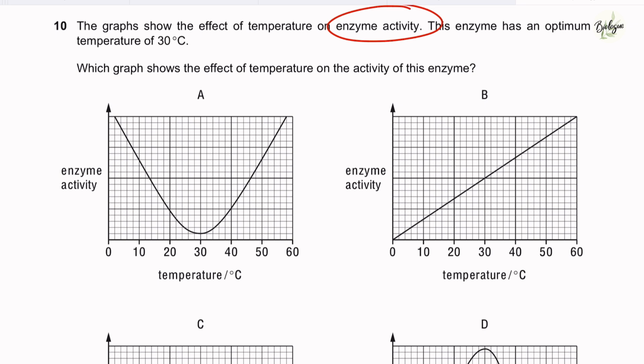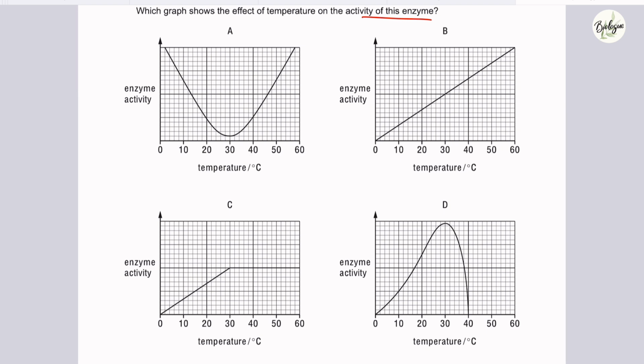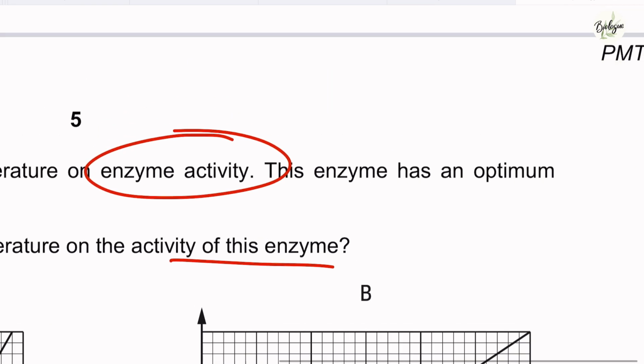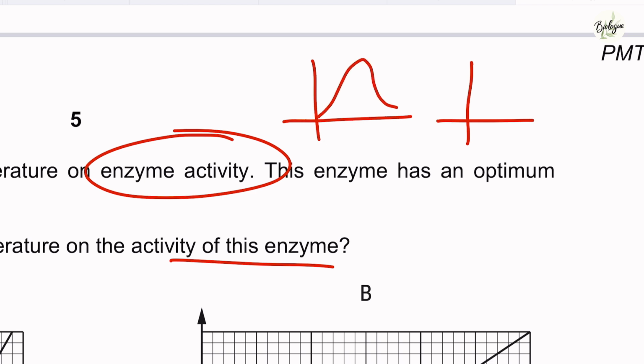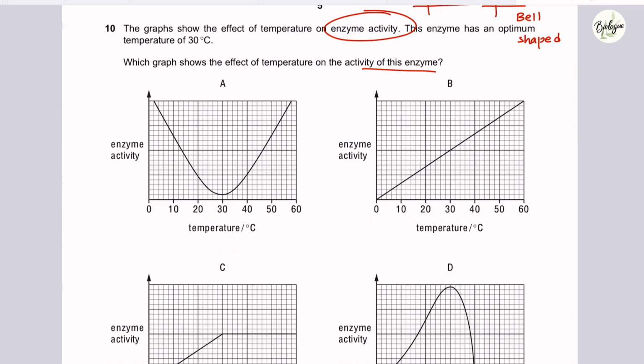This enzyme has an optimum temperature of 30 degrees. Which graph shows the effect of temperature on enzyme activity? So let's have a look at all of the options. So make sure that you know these two graphs very well. You need to know the pH graph and the temperature graph. Both of them actually do end up looking somewhat similar, but they are bell-shaped curves, right? This is just something that you kind of need to visualize and keep in mind for the biology exam.